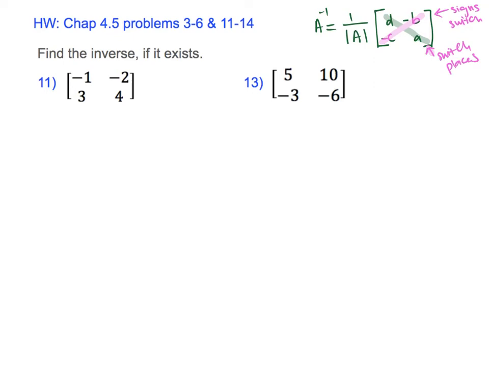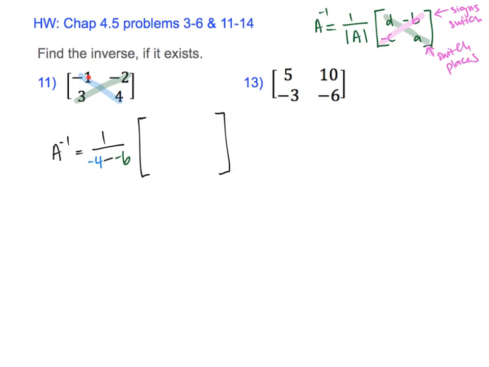So the inverse of this, we'll just call this matrix A, is 1 over the determinant. We talked about this last time, you always take the diagonal, so you multiply the first diagonal, so -1 times 4 gives us -4, minus the other diagonal, which is -2 times 3, which gives us -6. And I already spot that there's 2 negatives, so we might have to change that.